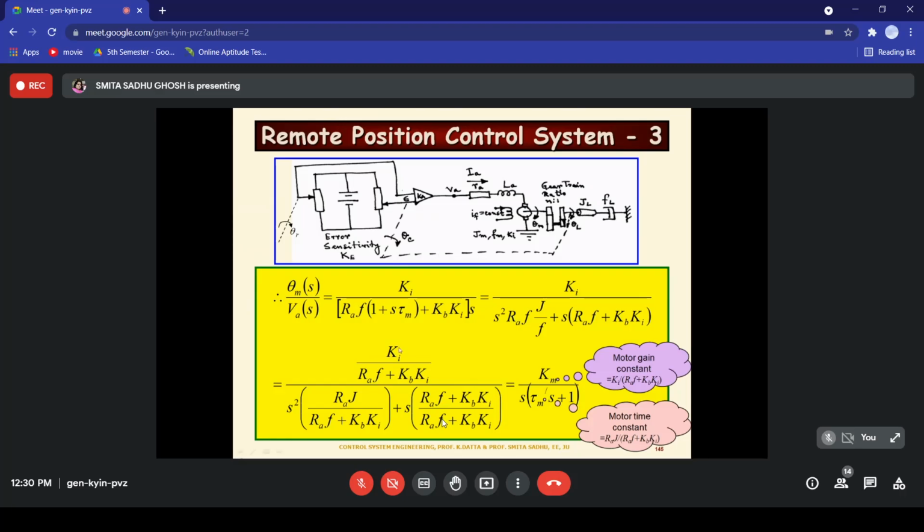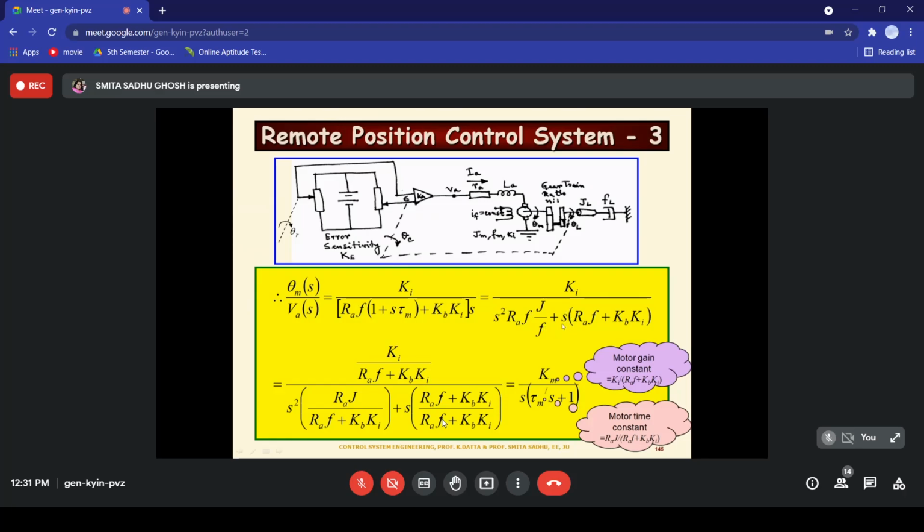So now over here, we try to take terms of the same order together. The second order term is written first: S square into RA into F into tau M, which is J by F. So that's the second order term. You can see this one multiplied by that and then the S.